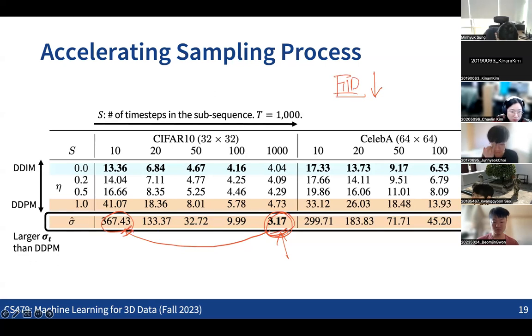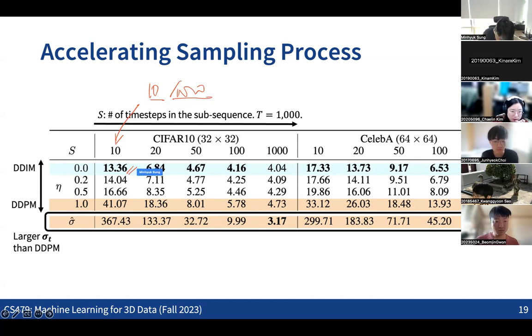But if you make the process deterministic, then we can see that even when you use only 10 steps out of the 1000, the quality degradation is not that big. So we are still getting okay results, but it's not very good. But you can see that if we reduce until 50, then there's no big difference, right, with the case that we are using the full time steps. Obviously, you get the best results when you use the full time steps.